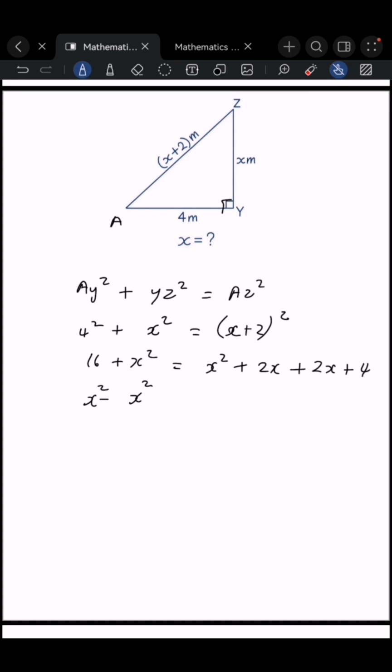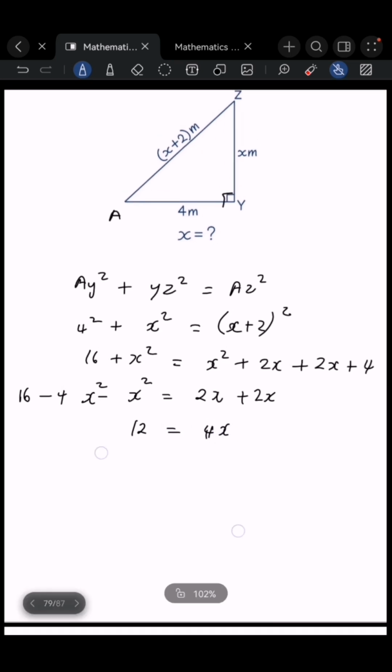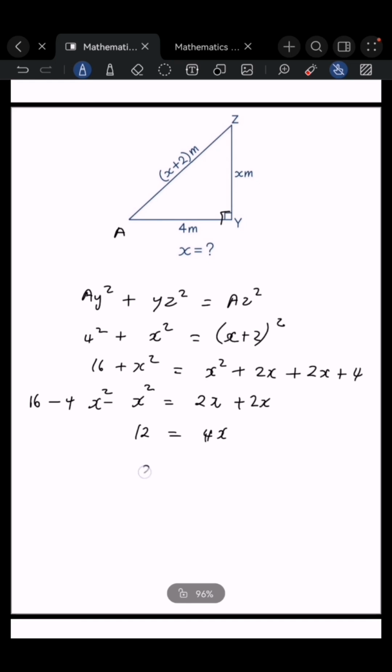Subtracting x squared from both sides, we get 16 minus 4 is equal to 2x plus 2x. 16 minus 4 is going to be 12, therefore 4x is going to be equal to 12. Then x is going to be equal to 3. That is the value of x.